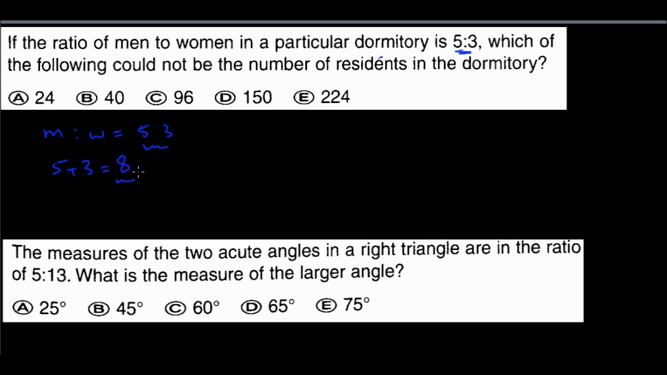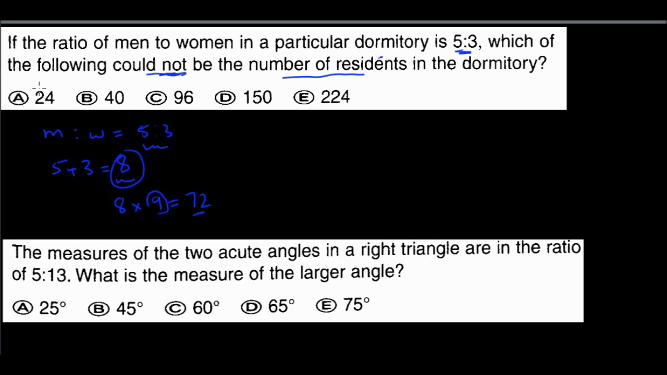So the actual number of men and women could be, let's say, 8 times 9, 72. So 9 here is the multiple, and it could be that there might be 72 people. But what's important is that any number that might be the number of residents, it has to be a multiple of 8. Okay, so in your choices here, you're looking for numbers that are not multiples of 8, since it's asking which of these could not be the number.